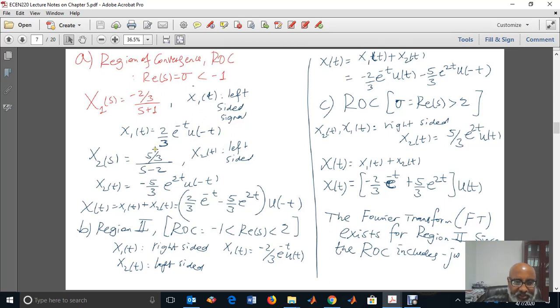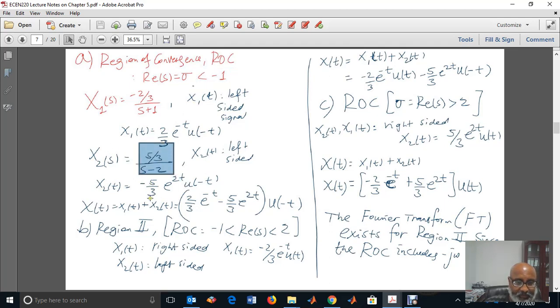To find its region of convergence, under sigma less than minus 1. The region of convergence for the second should also be less than 2. So region of convergence less than minus 1 intersection region of convergence less than 2 will be region of convergence less than minus 1. This is common for both. Therefore, the second signal should also be left-sided.